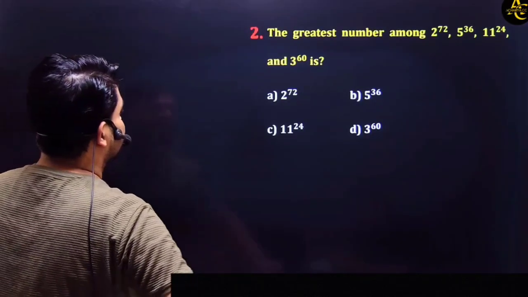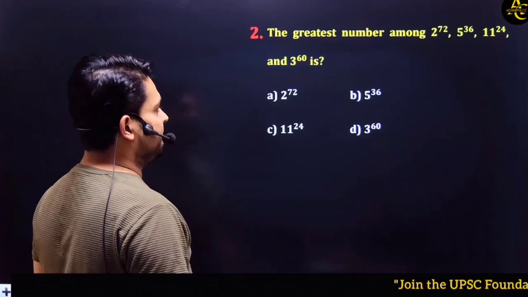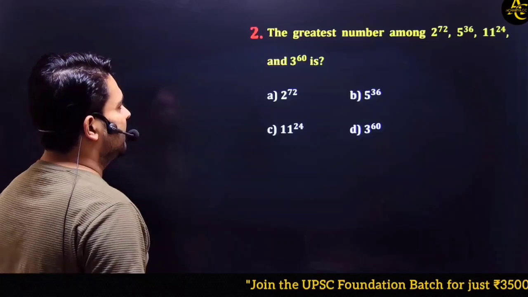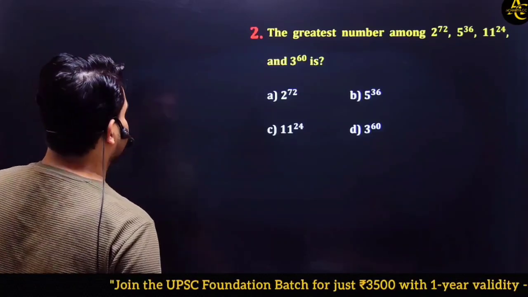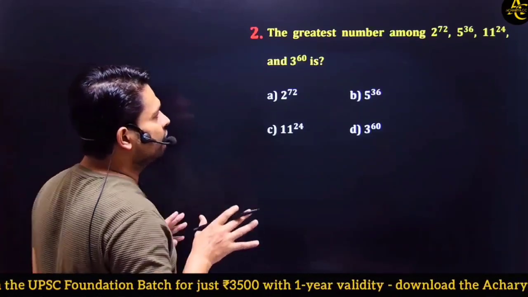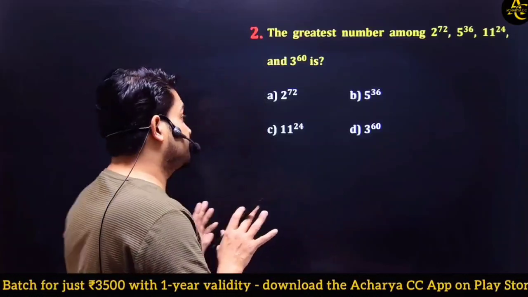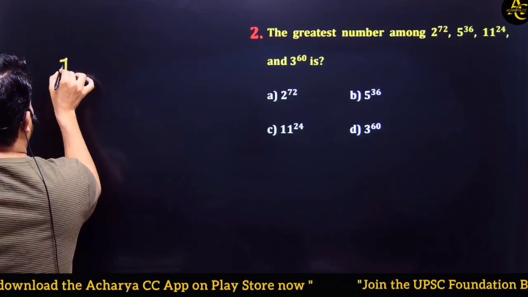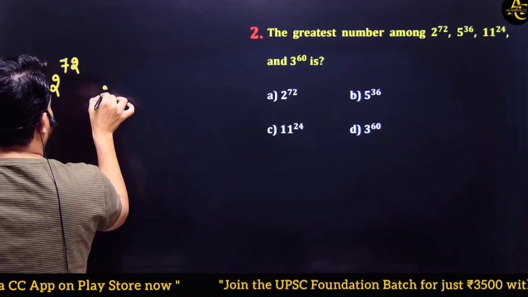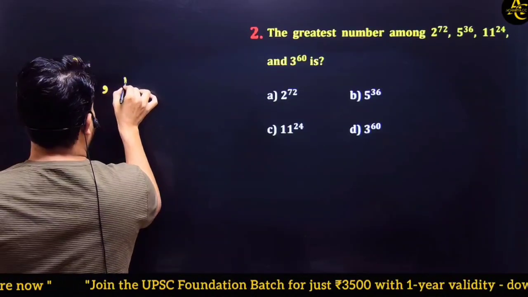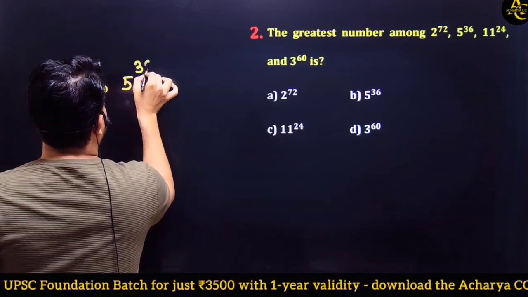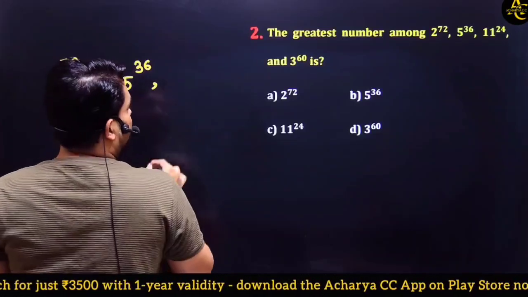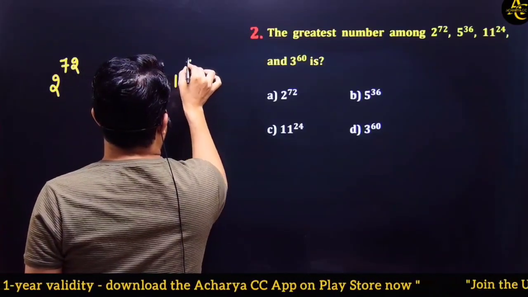Number 2, the greatest number among 2 to the power 72, 5 to the power 36, 11 to the power 24, and 3 to the power 60. There is a very good method to solve such kind of questions too. See, we had 2 to the power 72. What we have? We have 5 to the power 36. I will tell you a poisonous trick which will solve all these questions very easily.